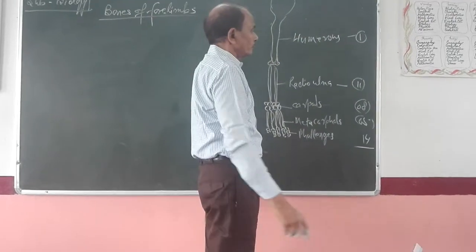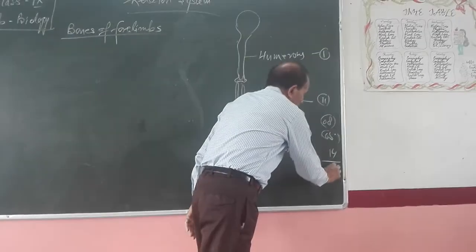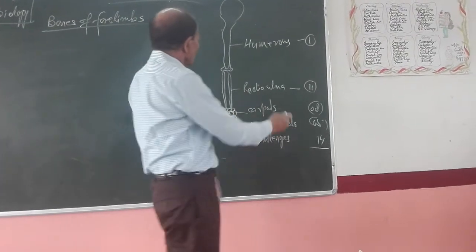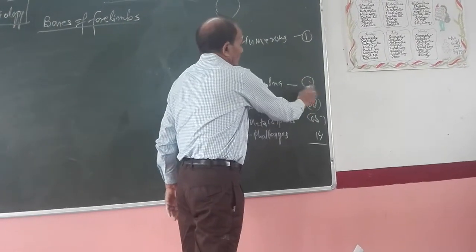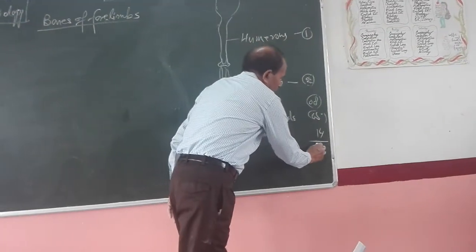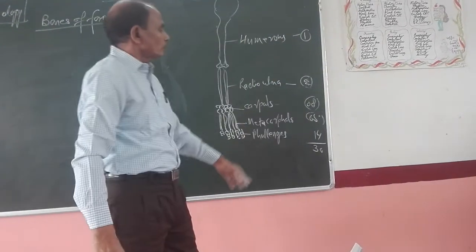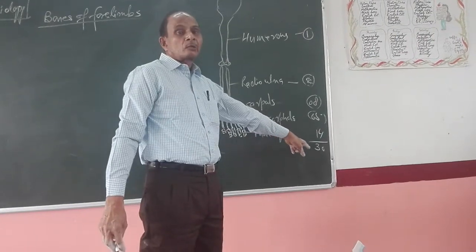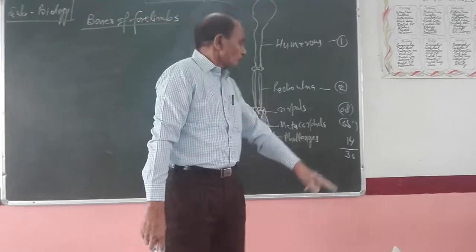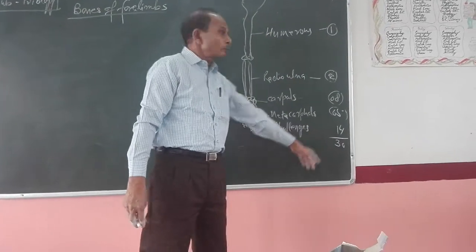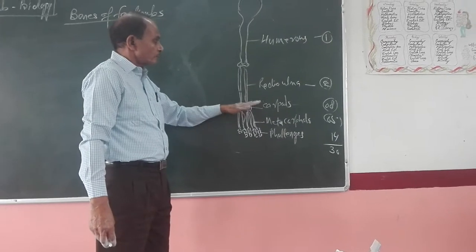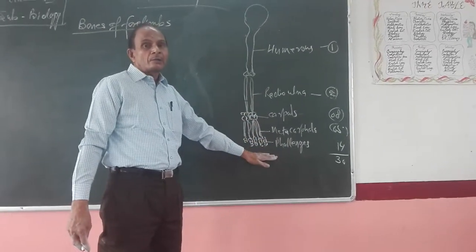What will be the number? You see, the total number will become 30. So in our one forelimb, a total of 30 bones are there. What are those? Humerus, radioulna, carpals, metacarpals, and phalanges.